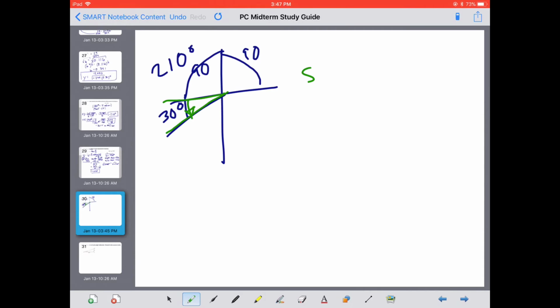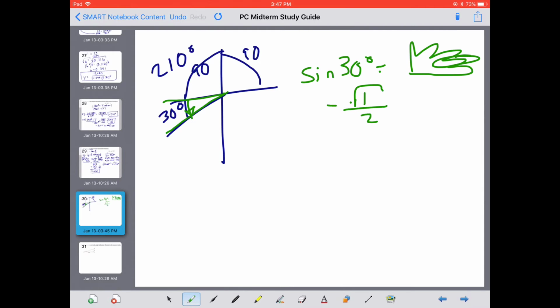So let's think about this. First, let's figure out what sine of 30 is. So let's use our hand rule. All right, 30 is this finger right here. So sine is the number of fingers below, which is 1. We take the square root of that, divide it by 2. So here we just get 1/2.